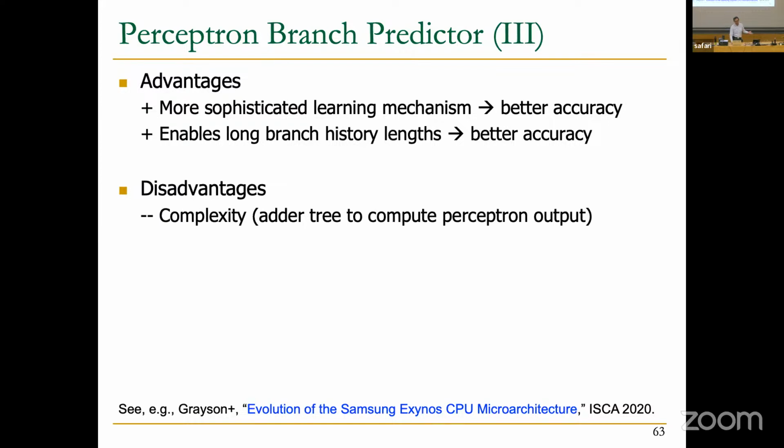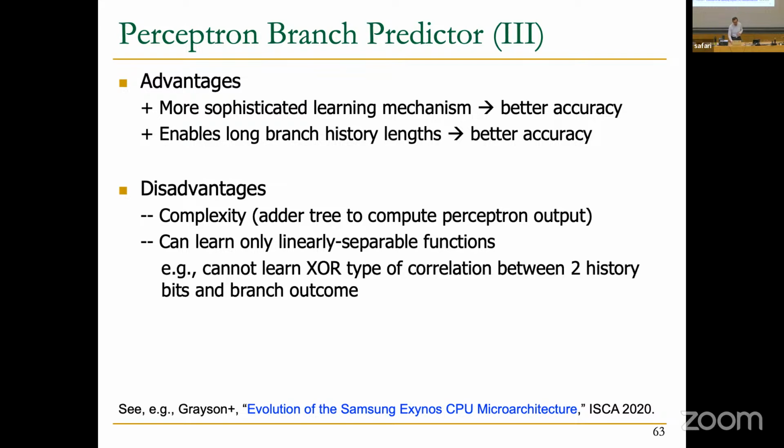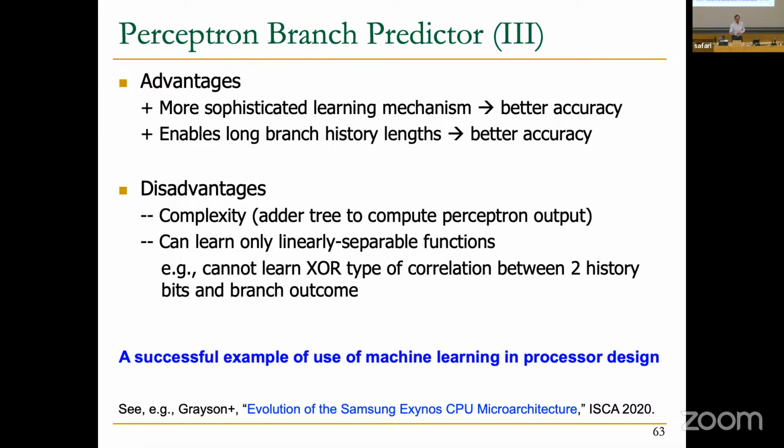But of course, complexity is a disadvantage. You have an adder tree to compute the perceptron output. It has some limitations in terms of what it can learn, and this is very well known in the machine learning literature. It cannot learn XOR functions, for example, like linearly non-separable functions. It cannot learn XOR type of correlation between two history bits and branch outcome. But later works actually tried to solve that. But this is one successful example of the use of machine learning in hardware today.